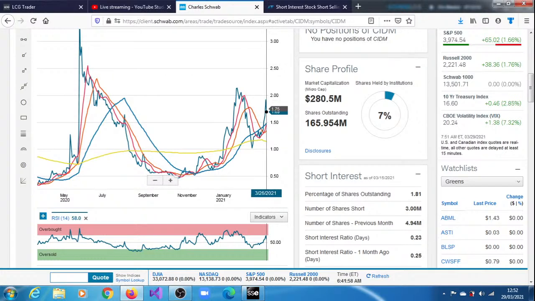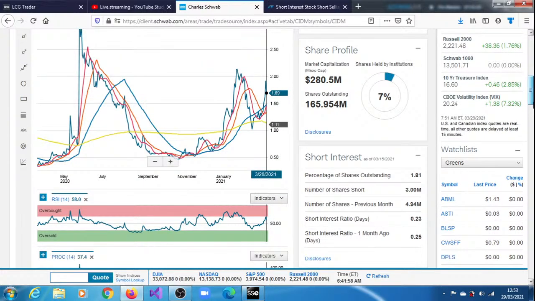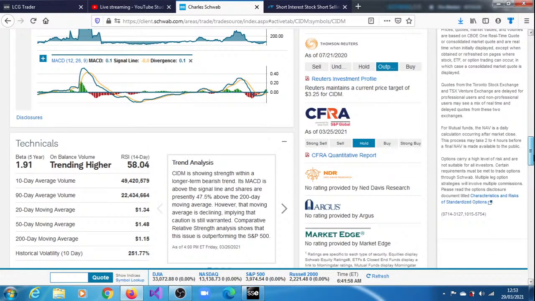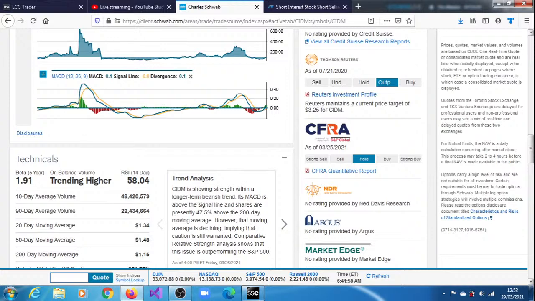Okay, over the last 10 trading sessions, we can see it is showing some strength, because the price it closed at was 1.69. If you go back 10 trading sessions, it is still very much strong, very much bullish, but at the same time its 200-day trend line is also bearish. So that is why it is saying here that it is showing strength within a longer term bearish trend. The longer term is still bearish.